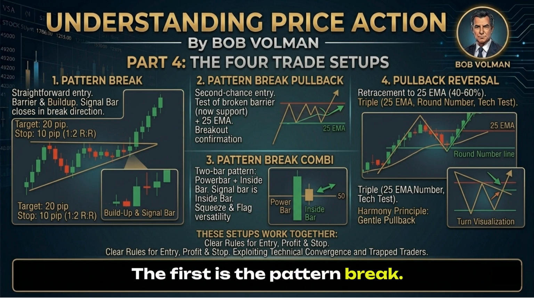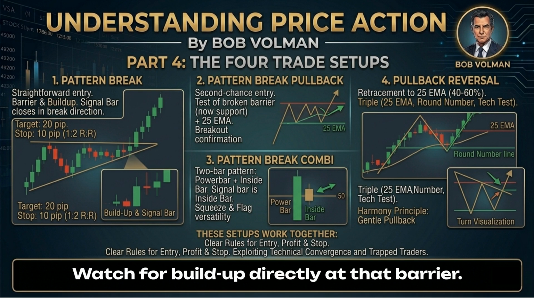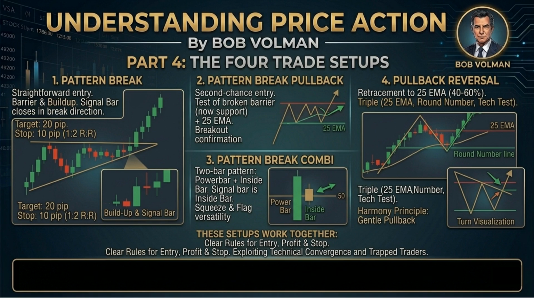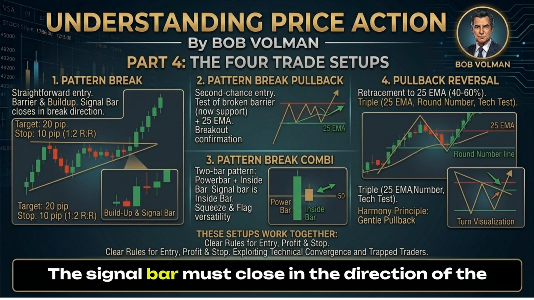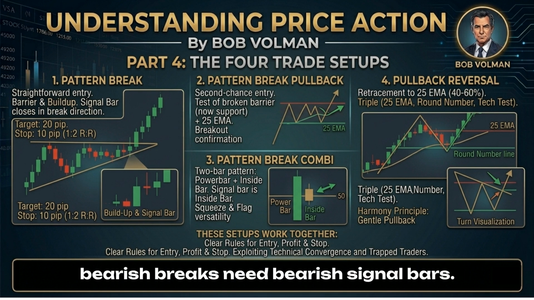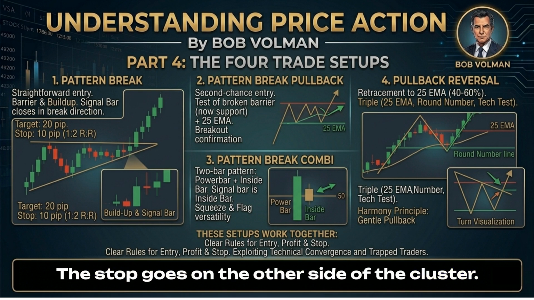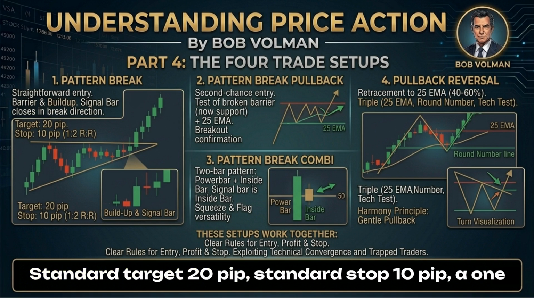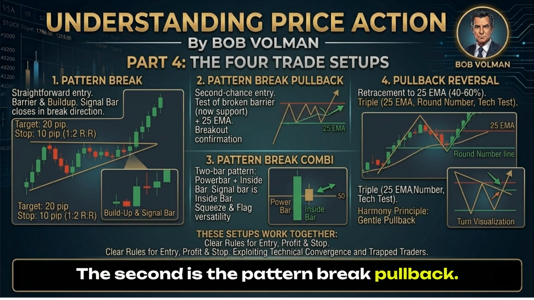The first is the pattern break. It is the most straightforward. Identify a barrier. Watch for buildup directly at that barrier. Find a signal bar at the end of the buildup. Then enter when the next bar breaks the signal bar by 1 pip. The signal bar must close in the direction of the break. Bullish breaks need bullish signal bars. Bearish breaks need bearish signal bars. The stop goes on the other side of the cluster. Standard target 20 pip. Standard stop 10 pip. A 1-to-2 risk-reward ratio.